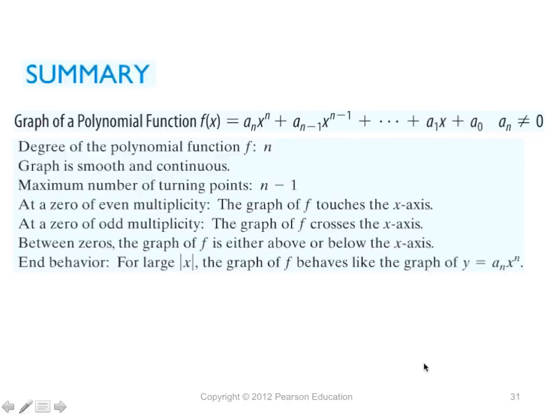So here's a nice little summary. You can find this in your textbook as well. This talks about the degree being n, the graph being smooth and continuous. The maximum number of turning points is n minus 1. At a 0 of even multiplicity, it touches. That's ET, the movie ET. Odd is going to cross. Between the zeros, the graph is either going to be above or below the x-axis. And then the end behavior is going to look like whatever the power function is.